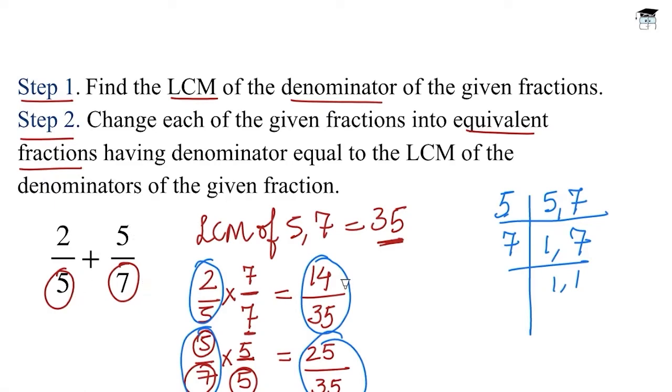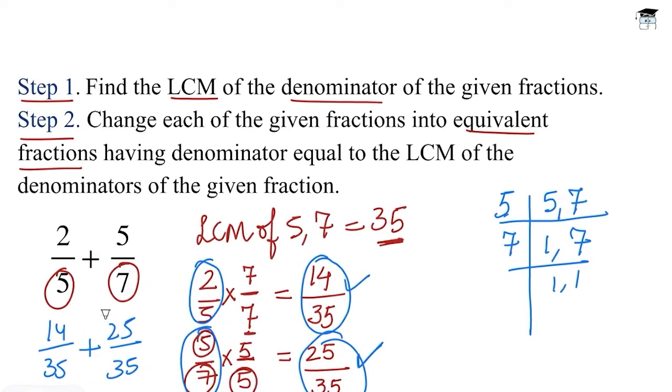So we are going to write the equivalent fractions there. The equivalent fraction of 2 by 5 is 14 by 35, and the equivalent fraction of 5 by 7 is 25 by 35.